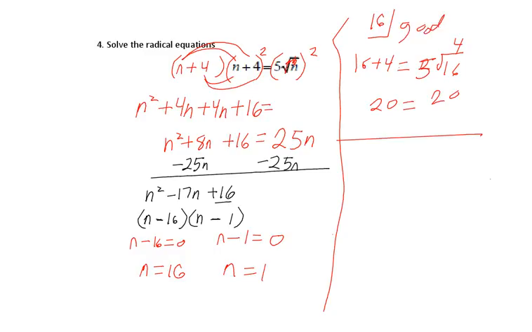Let's check 1. 1 plus 4 equals 5. 5 times the square root of 1 is also 5. You get the same thing. So 1 is also good. So in this case, you get two good answers.